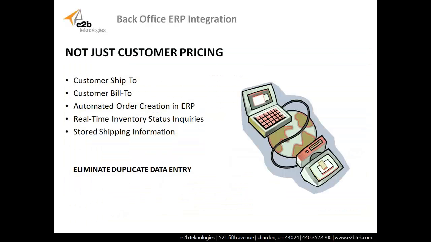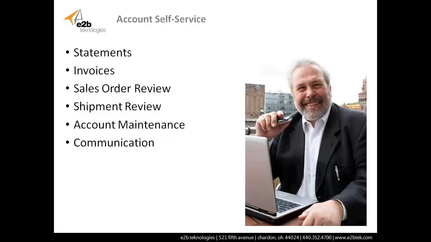Okay. We're not just integrating the customer pricing, we're also bringing in the customer ship tos and bill tos. In a lot of cases, we're shipping to a subsidiary or a specific location for a customer that is set up in our back office ERP system, but the bill to might be a corporate entity. The automated order creation, the real-time inventory status, and the stored shipping information. All this, the real goal is just to eliminate the duplicate data entry.